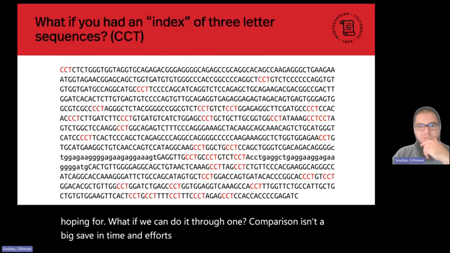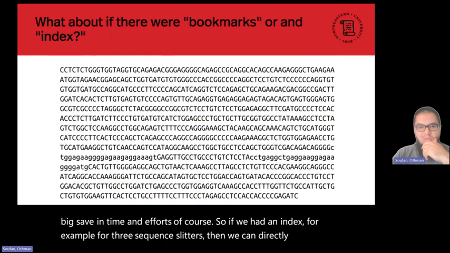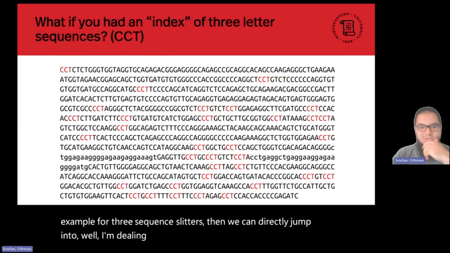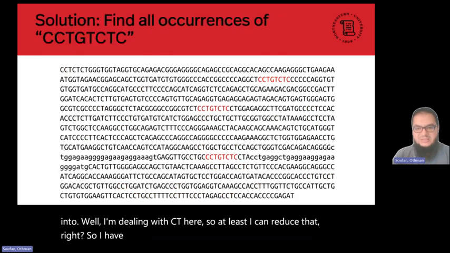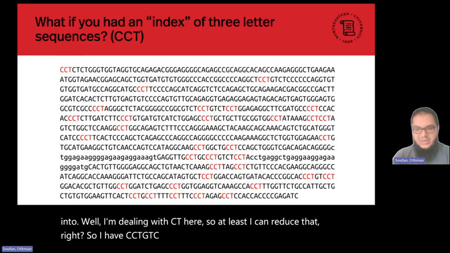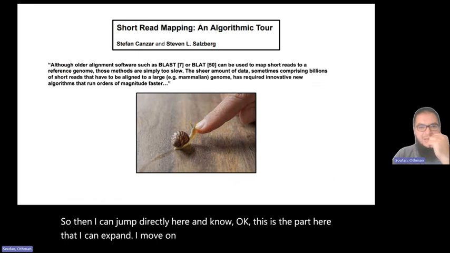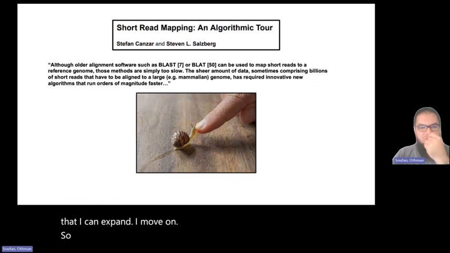Of course. So if we had an index, for example, for 3 sequence letters, then we can directly jump in. Well, I'm dealing with CCT here, so at least I can reduce that, right? So I have CCT, GTC, so then I can jump directly here and know, okay, this is the part that I can expand, and I move on.